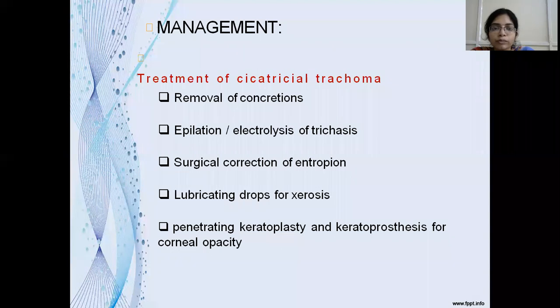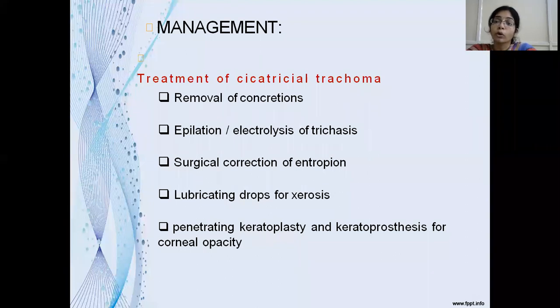You need to remove concretions. Usually you do it with a needle under topical anesthesia. In trichiasis, the inward turned eyelashes are removed by epilation or electrolysis. And if there is entropion, we go for surgical correction. And we go for lubricating drops in case of xerosis or conjunctival dryness.